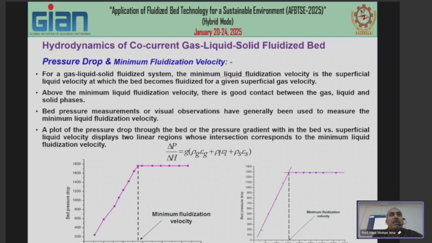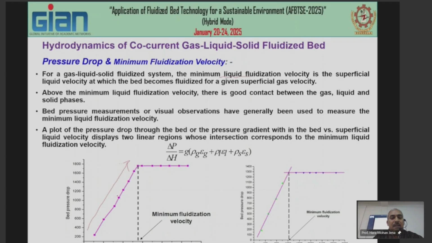So how does the pressure drop vary? At zero velocity the pressure drop is zero. As you increase the liquid velocity, the pressure drop will increase because the liquid will impart drag on the solid particles, and the pressure drop is nothing but the representation of the drag force that the fluid exerts on the solid particles in the bed. So here you see the liquid pressure drop increases with liquid velocity like this. This is one experimental plot.